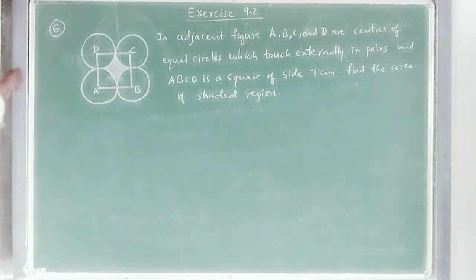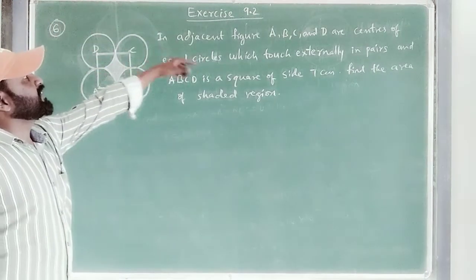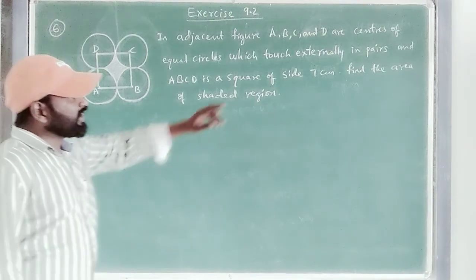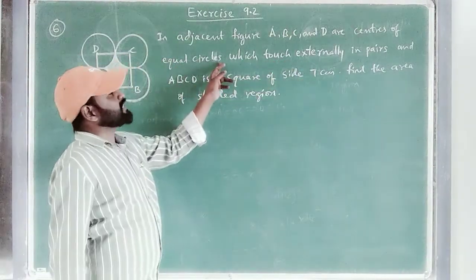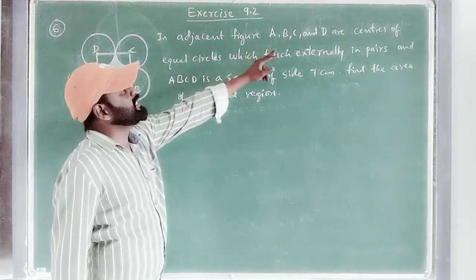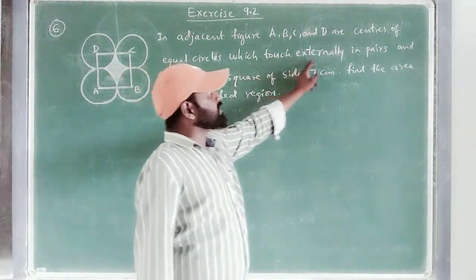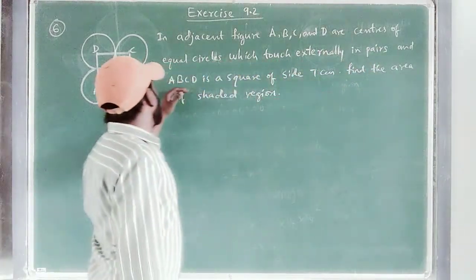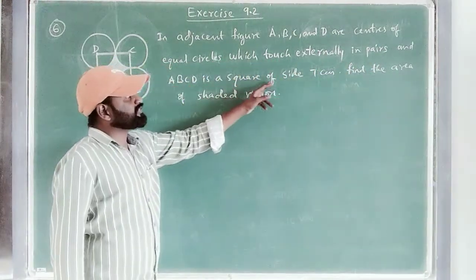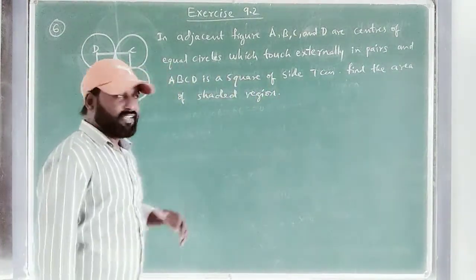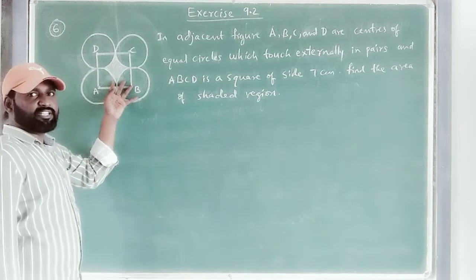See question number 6. In the adjacent figure, A, B, C and D are centers of equal circles which touch externally in pairs, and ABCD is a square of 7 centimeters. Then find the area of the shaded region. So look at the figure. Everything is related to the figure only.